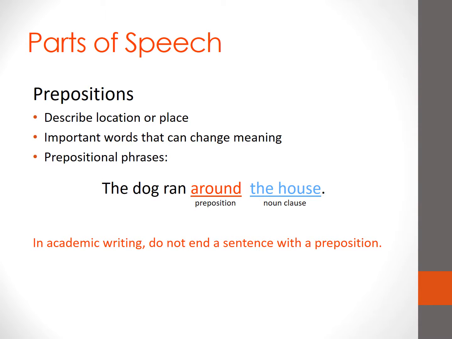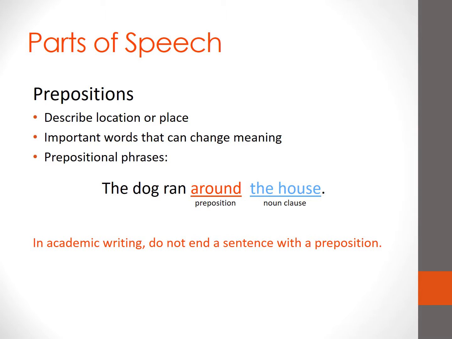Prepositions. Prepositions describe location or place. We have about 8 or 9 prepositions in our language that do most of the work. There are words like in, on, at, above, around, beyond. They're important words that can change the whole meaning of a sentence.